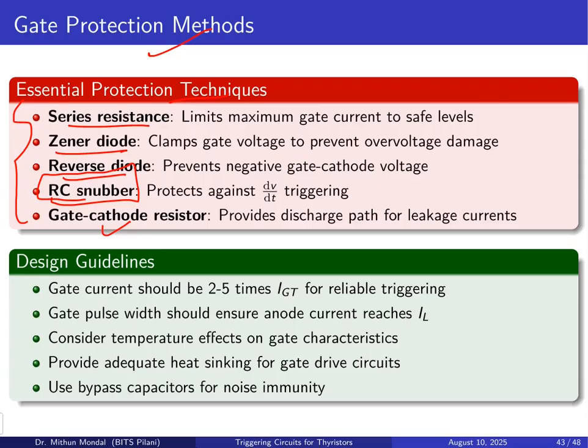There are certain design guidelines that we need to follow. The gate current should be around 2 to 5 times the minimum threshold limit for reliable triggering. The gate pulse width should ensure the anode current reaches the latching current. Consider the temperature effect on the gate characteristic. Provide adequate heat sinking for the gate drive circuit, and use a bypass capacitor for noise immunity. So gate protection is important and proper guidelines need to be followed.